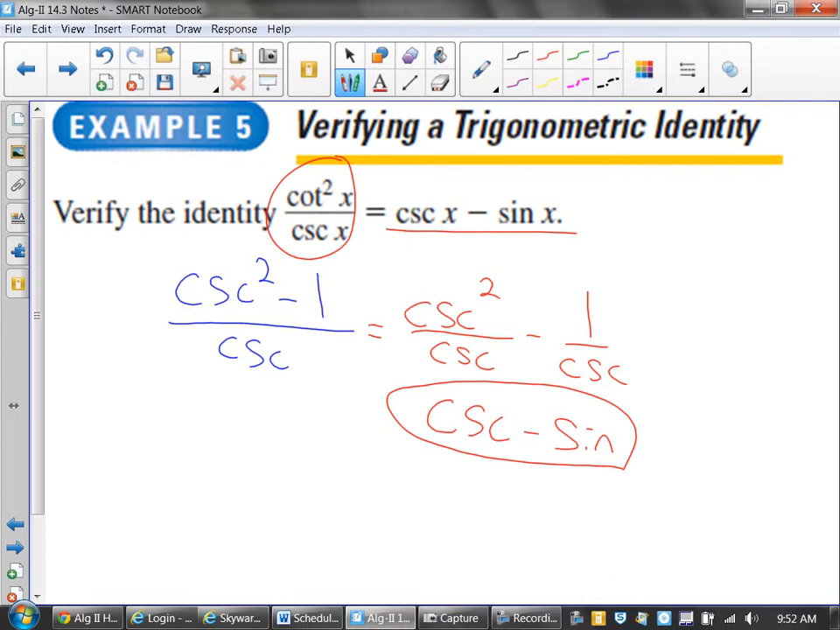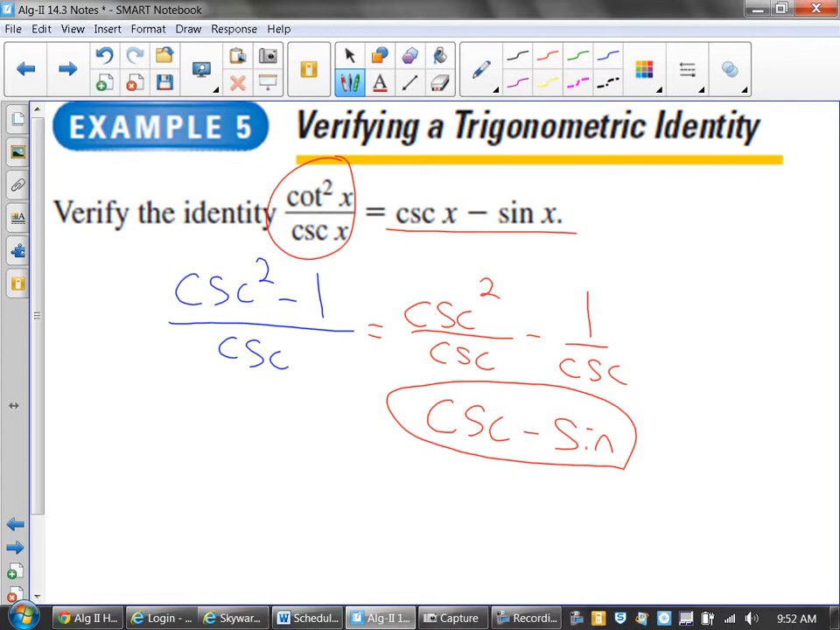Again, the whole idea here is taking the cotangent squared and rewriting it as cosecant squared minus the 1. When you divide by the cosecant on both terms, you rewrite it as two separate fractions, simplify both fractions, and you're done. Okay?